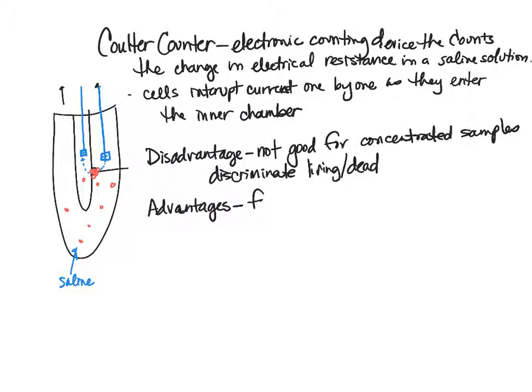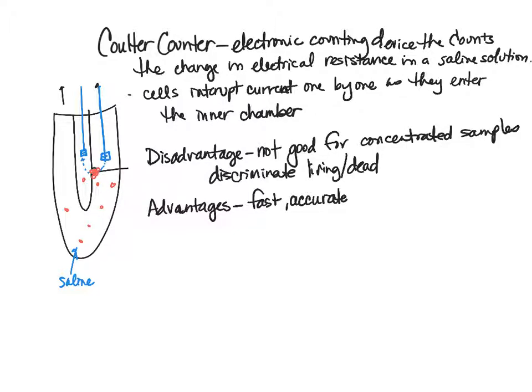Now the advantages is that it's fast, right? So add some saline solution, add your bacteria, and then set it up and let it roll. So it's fast. It's also accurate, because it does have this really tiny, small space. You can set it up very quickly. You don't have to sit there and actually count the cells yourself. The machine does it for you. And it is accurate, unless it's concentrated, because those bacteria are going to go through one by one, and it's going to count them one by one.